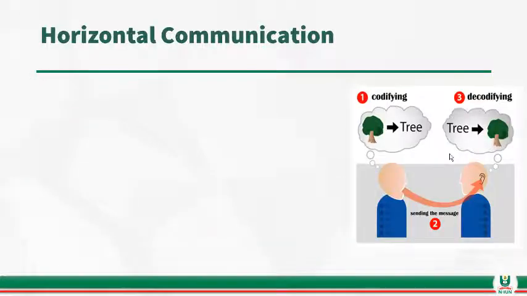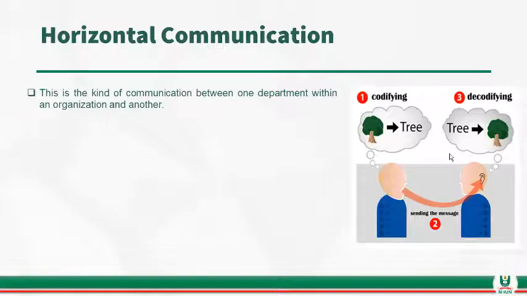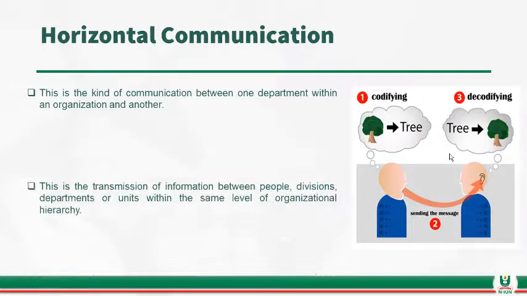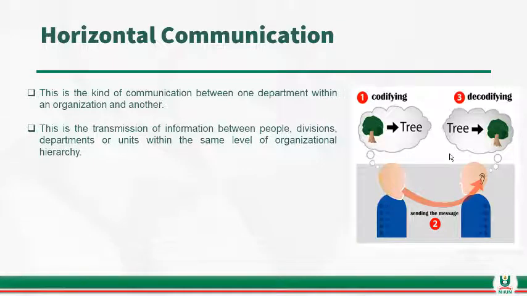The next one is horizontal communication. This kind of communication has no seniority and no hierarchy. The communicators are of the same level. It is communication between departments within an organization, between two friends, between teacher and teacher, student and student, school and school, country and country. It is a transmission of information between people, divisions and departments of the same level.